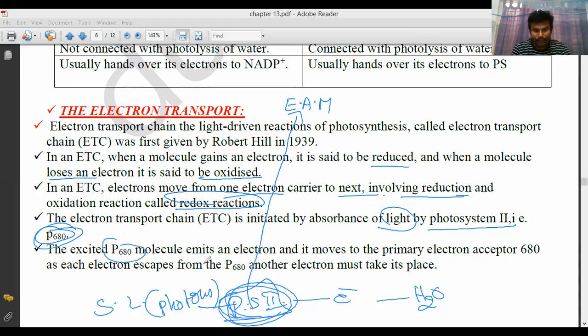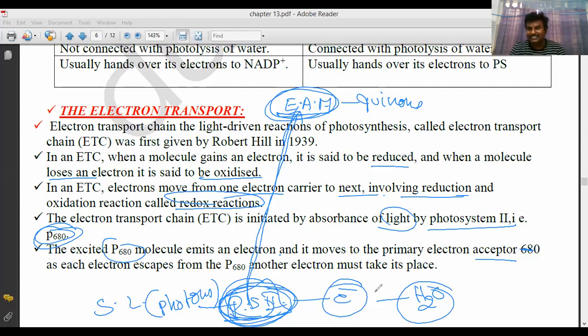The excited P680 molecule emits an electron and it moves to the primary electron acceptor. Primary electron acceptor, what? Quinone. So as each electron escapes from the P680, another electron must take its place. So from PS2, one electron escapes to another electron acceptor molecule. Then PS2 is ready to take one more electron from the water. It is a continuous process. When one electron leaves, automatically it is ready to accept another electron.